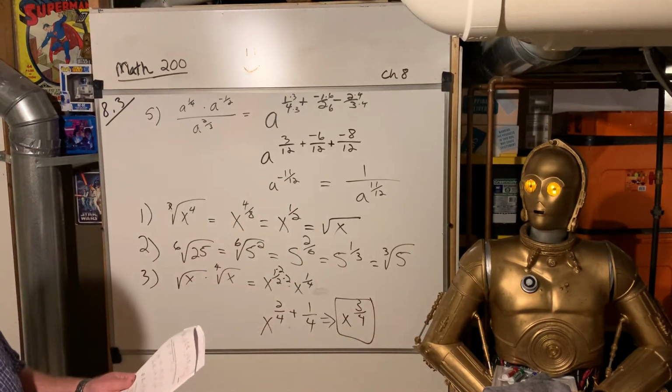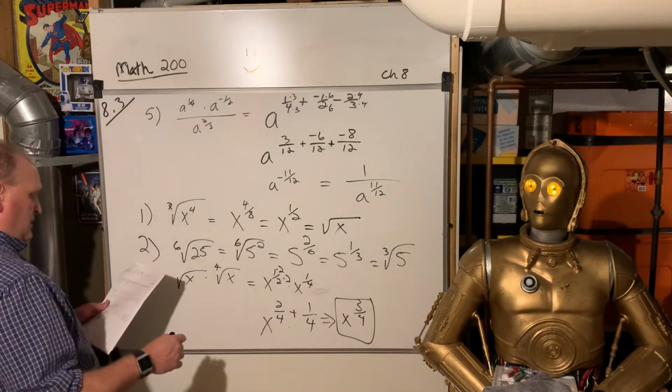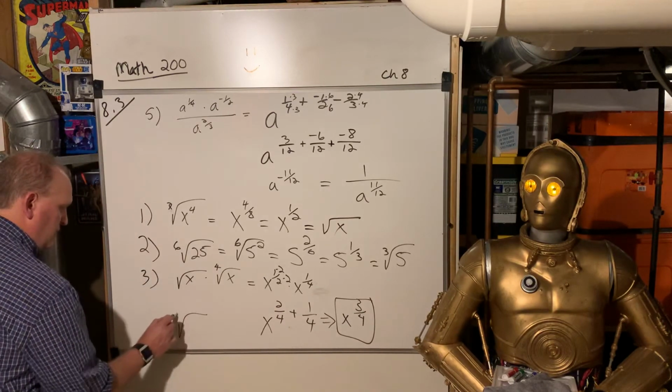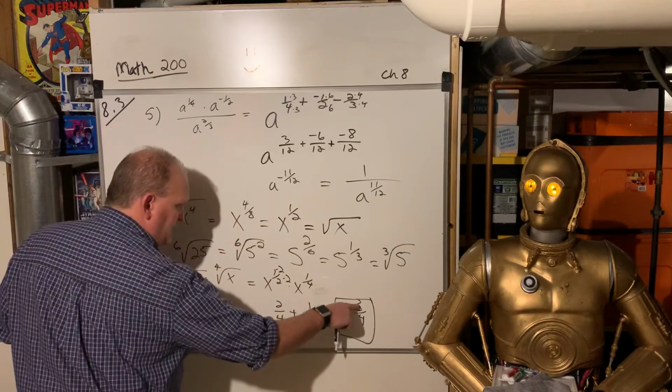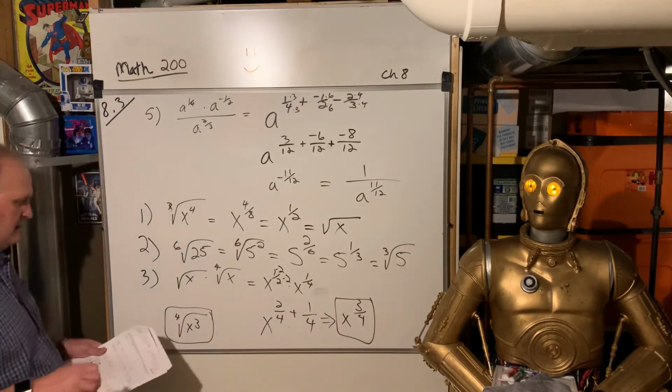That's the answer for that one. All right. And, wait, do they want it in radical form? Oh, so I can't leave it like that. They want it in radical form. Then that one, we're going to do the 4th root of x to the 3rd, because what's on top goes inside, and what's on bottom goes outside. All right?